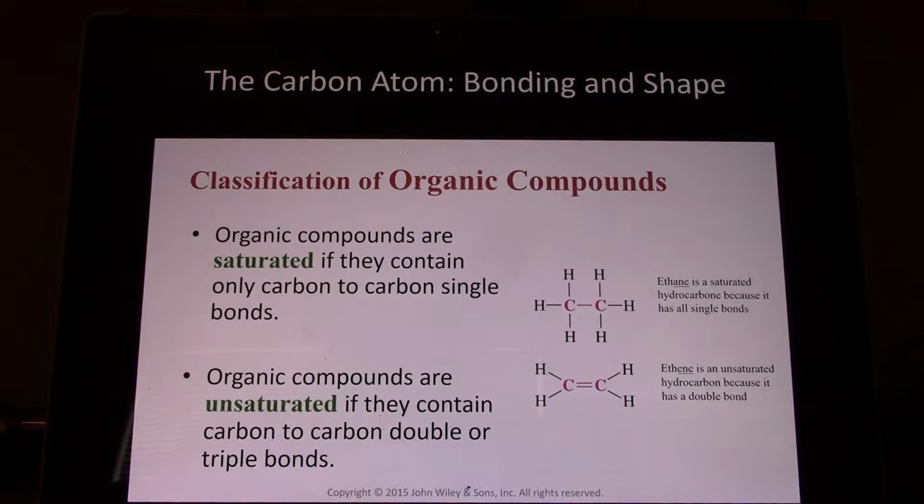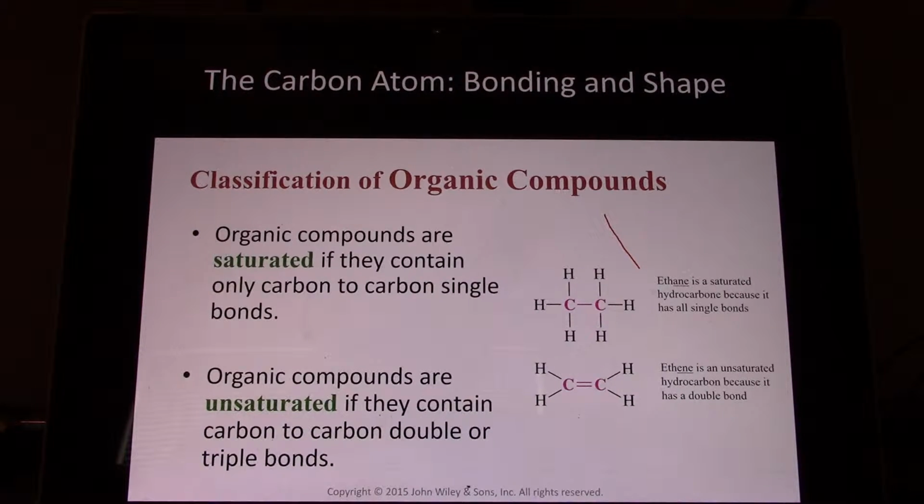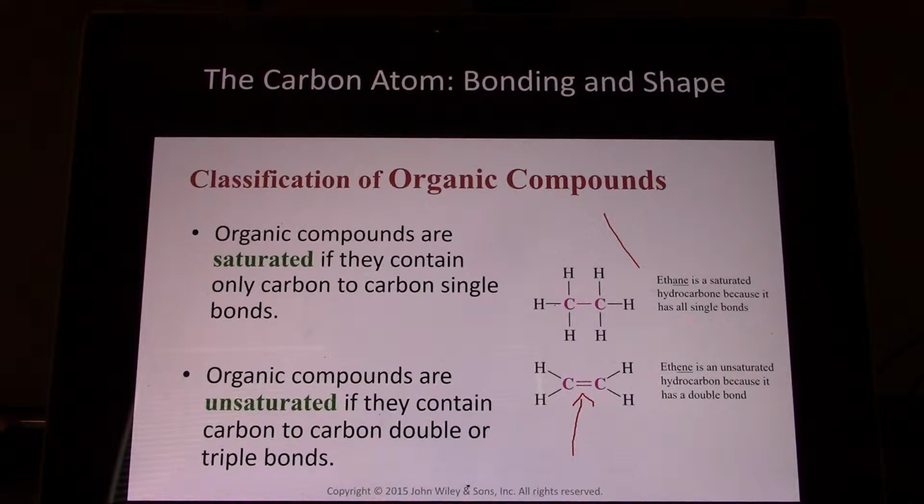For example, this double bond right here. Ethylene has a double bond. That is unsaturation. So if all the bonds are single bonds, just one line representing 2 electrons binding all the atoms together, you have a completely saturated organic compound. If you have double or triple bonds, you have an unsaturated organic compound.